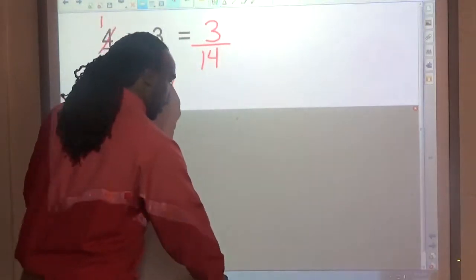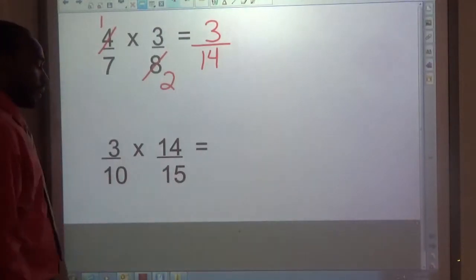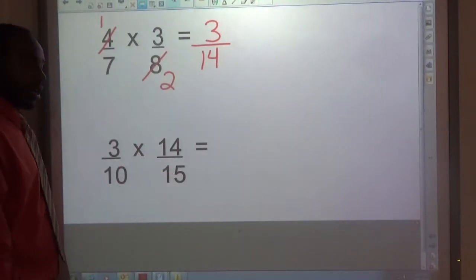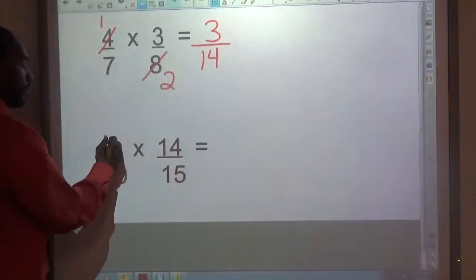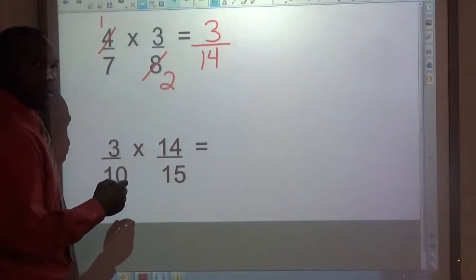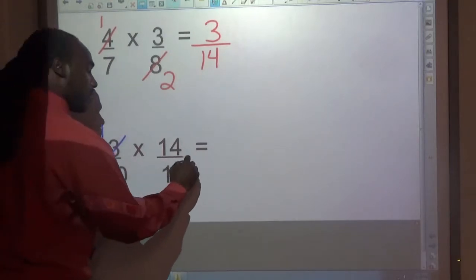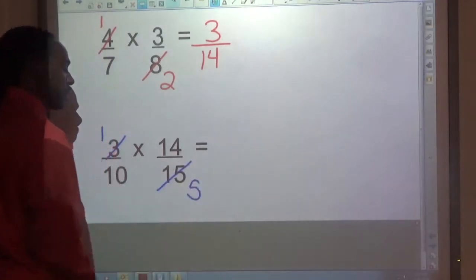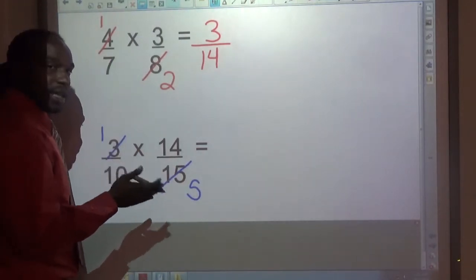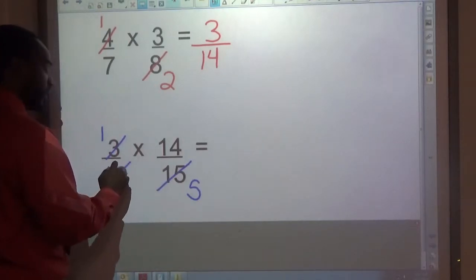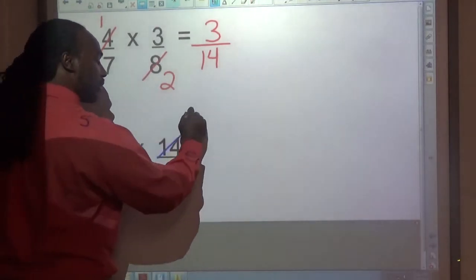All right, so let's take a look at the second example that I have. Now I have 3/10 times 14/15. Again, I'm going to look diagonal. I can say to myself, you know what? 3 and 15, 15 is a multiple of 3. 3 goes into 3 once. 3 goes into 15 5 times. Oh, look here, 10 and 14 are both even numbers. I know they can be divided evenly by 2. 2 goes into 10 5 times. 2 goes into 14 7 times.